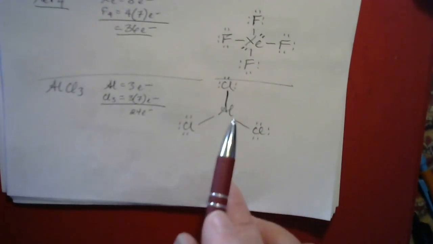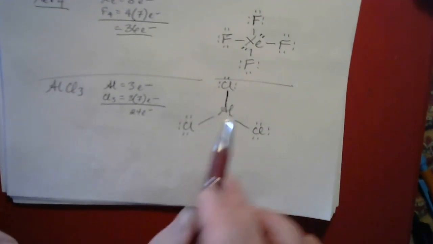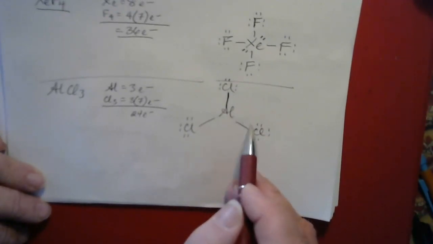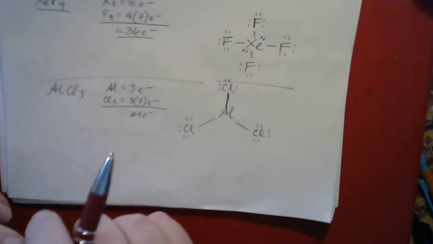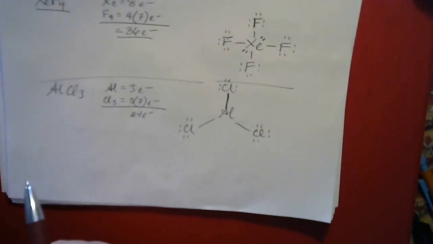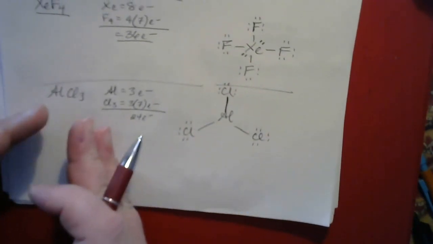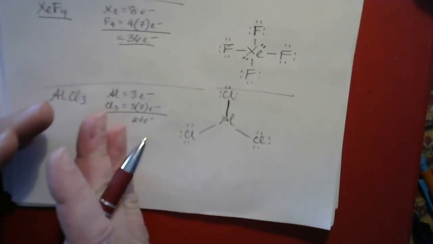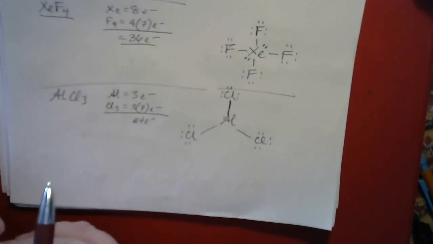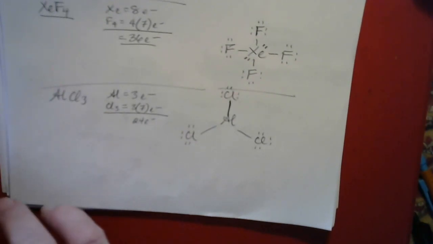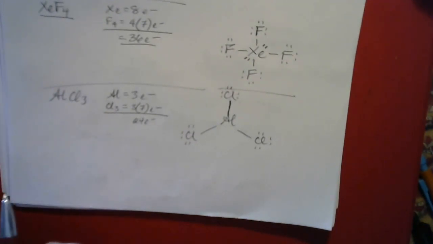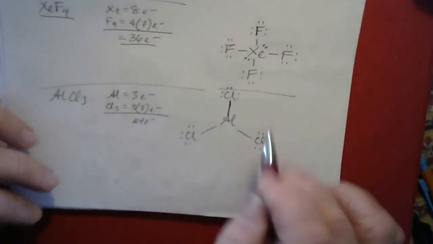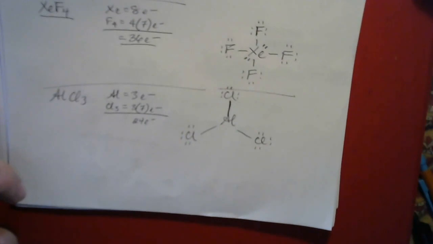The only way you could get an octet of electrons on the aluminum would be to force one of the chlorines to form a double bond with aluminum. And as we saw before, chlorine has 7 valence electrons of its own. So chlorine generally only wants to form 1 bond each. And trying to get chlorine to form a double bond would be very, very difficult and highly unlikely. So this is the Lewis structure for aluminum chloride.